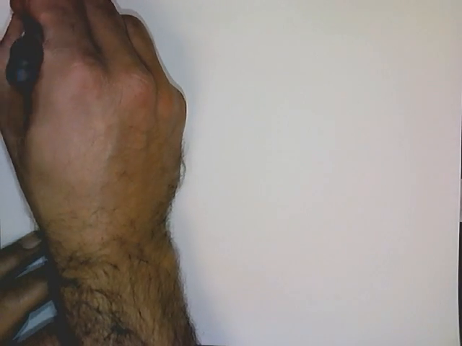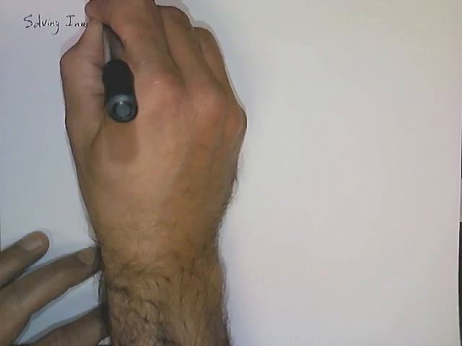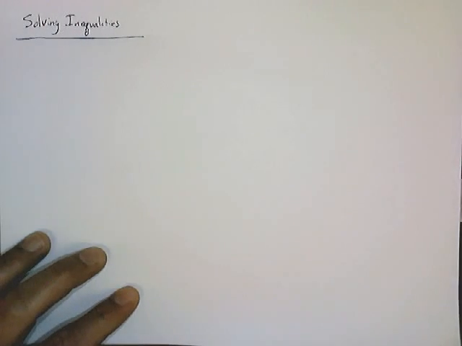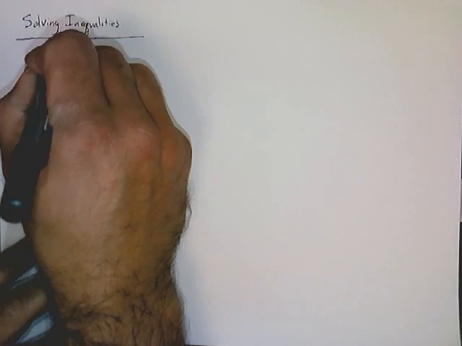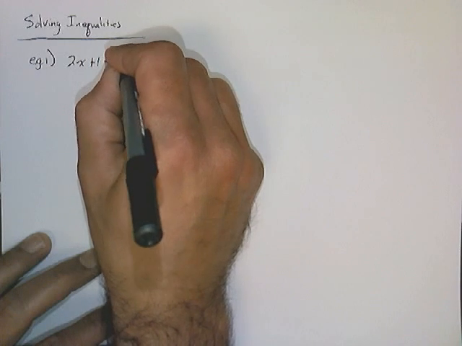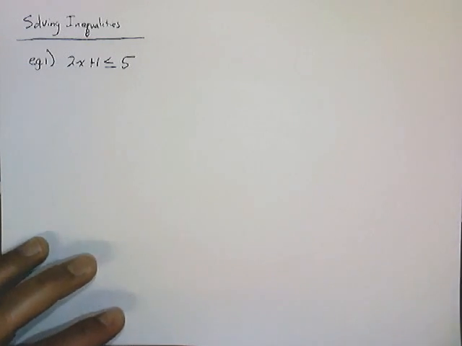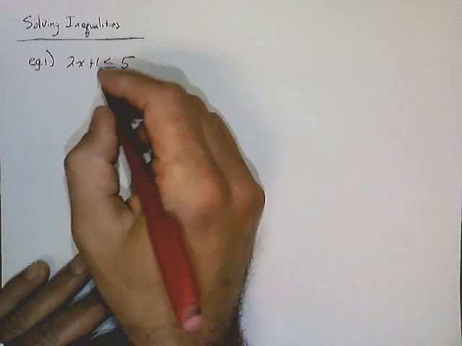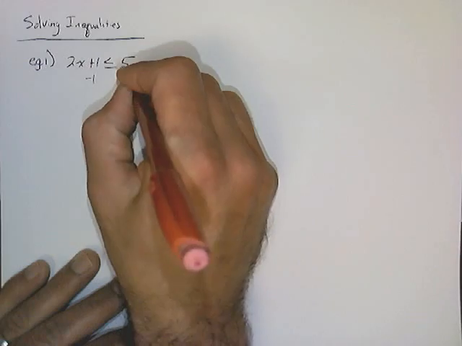Now, the bigger part here is how to solve an inequality. I'll just go through a few examples to show you that actually, for the most part, it's the exact same thing as solving equations. So, example 1, let's try this. 2x plus 1 is less than or equal to 5. So let's just attack this like we would a regular equation and just start undoing what's being done to x. Here we got plus 1, so we're going to undo that by subtracting 1.